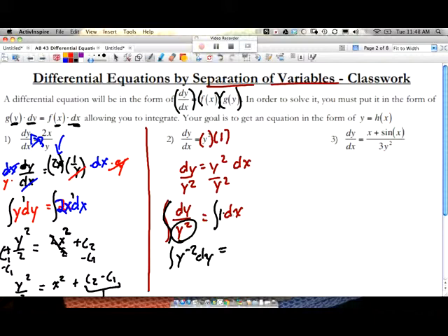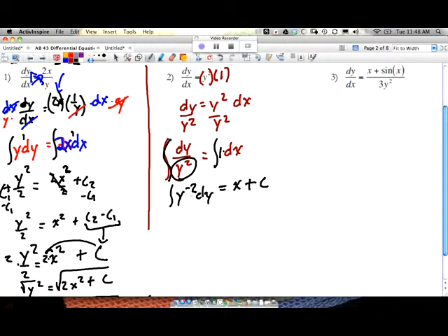On the other side, I could go ahead and take the antiderivative of this. The antiderivative of 1 is just x, and of course we need the plus a constant. So let's keep working with this left side. Y to the negative 2, it's a power rule, so we're going to add 1. That becomes y to the negative 1 over negative 1. And then we still have the constant over on the right side, so we don't need to add in another constant on the left side.